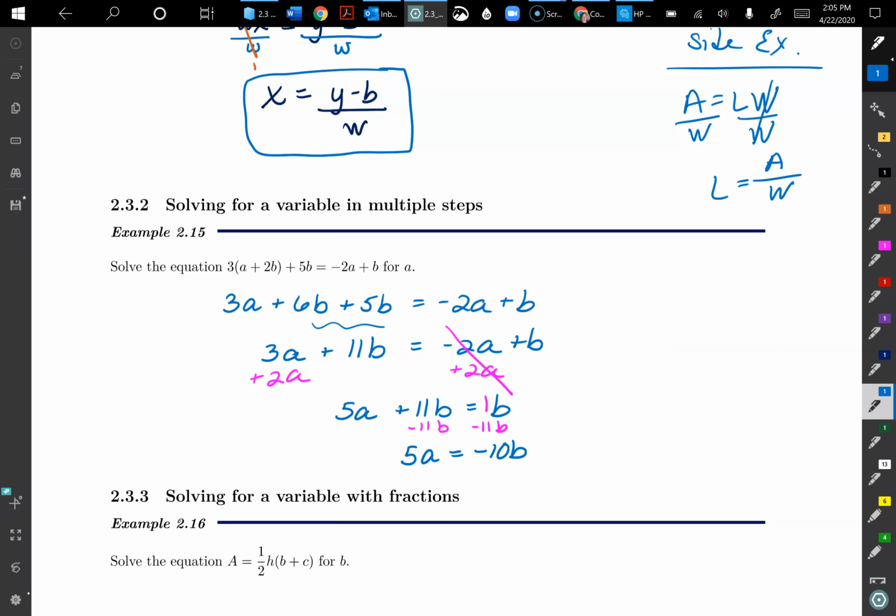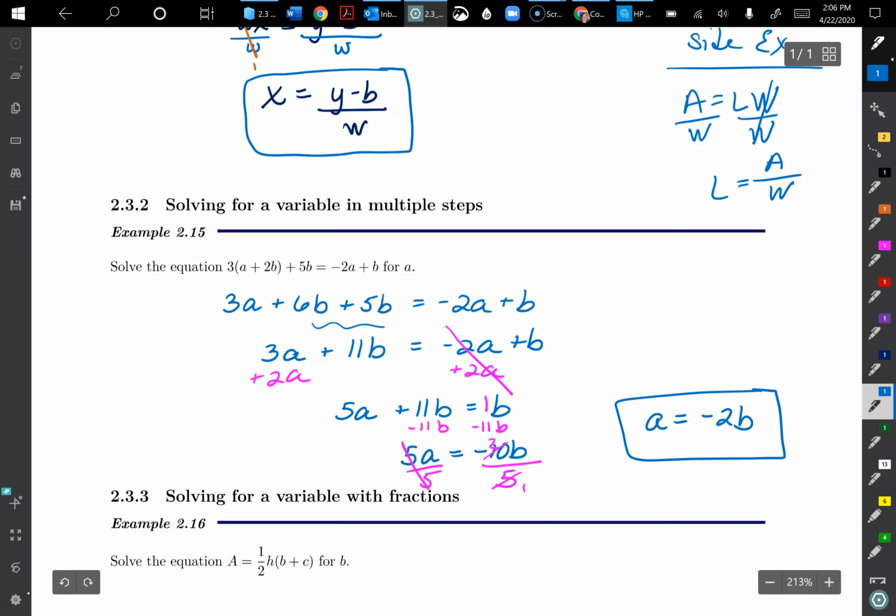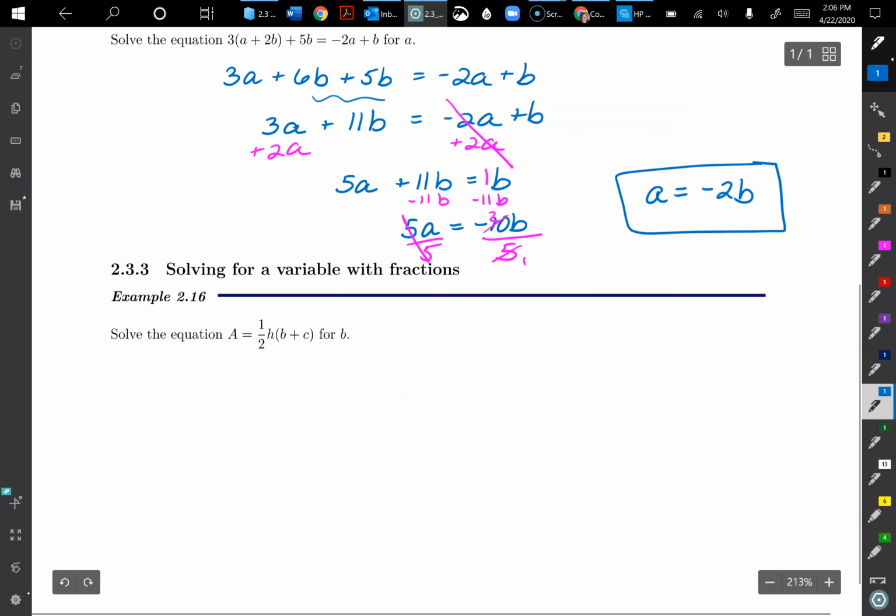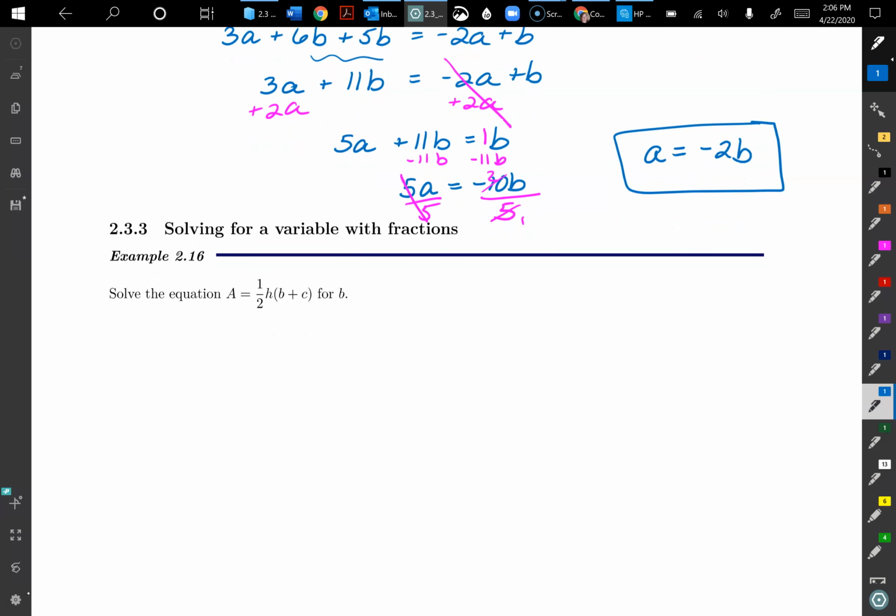Then remember, I'm solving for a, so I need to divide both sides by 5. Get the a by itself. And then I end up with a equals, and I need to reduce here too. So this would be 2 and a 1. So I end up with a equals negative 2b. So for that one, I had a lot of simplifying to do ahead of time before I started the solving process.